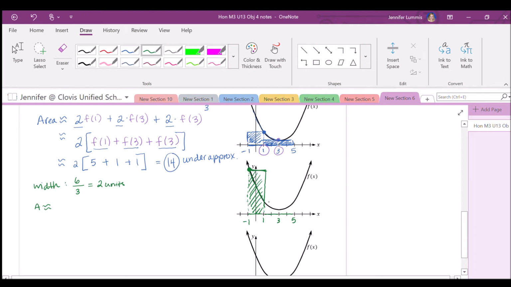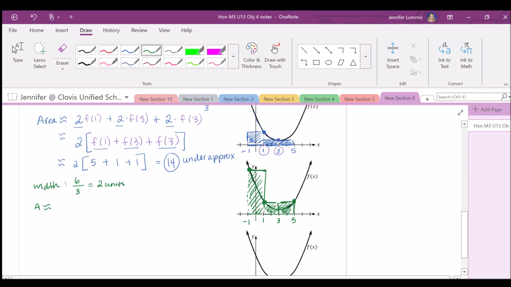From 1 to 3, the curve is still decreasing, so the highest point occurs at 1. So this point here will give me the height of the second rectangle. And for the last one, the curve is now increasing, the highest point being over here when x is 5. So this will be the height of my last rectangle. So let's find that area now.